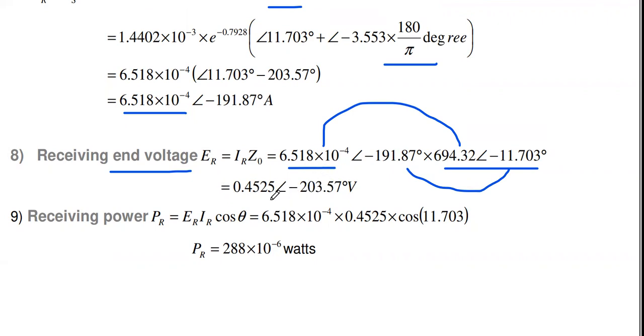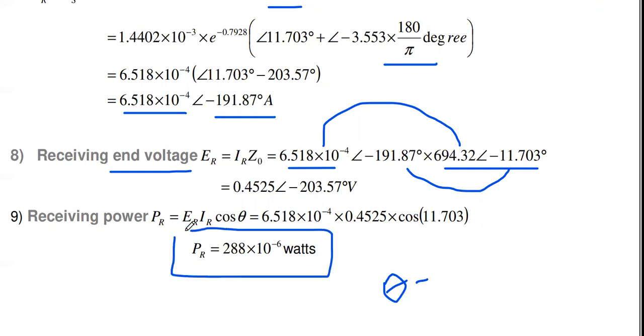Once you have calculated ER and IR, then we have to find out the received power. So received power is nothing but ER IR into cos theta, where theta is the angle difference between ER and IR. In ER, what is the angle? Minus 203.57. In IR, what is the angle? Minus 191. So the angle difference between these two is 11 degree. So you find cos of theta. So the answer is the received power is equal to 288 into 10 to the power minus 6 watt.